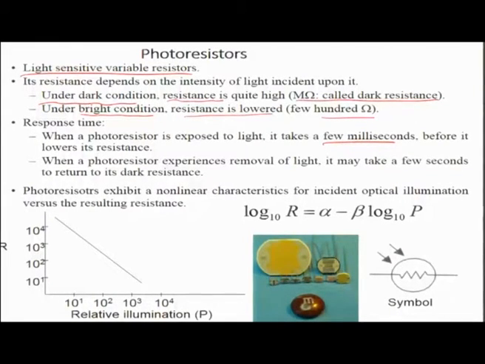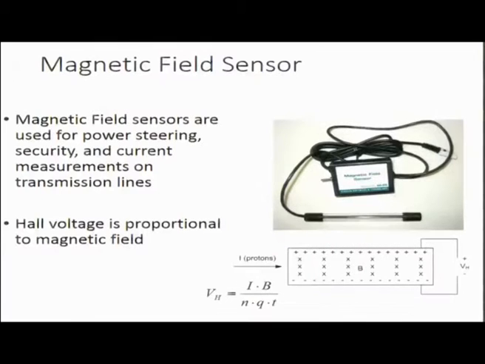So photoresistors exhibit nonlinear characteristics for incident optical illumination. Therefore it's a log scale which could happen to have a linear characteristic, as you can see in the plot right here. These are how some real photoresistor devices look. So these are another class of light sensors.